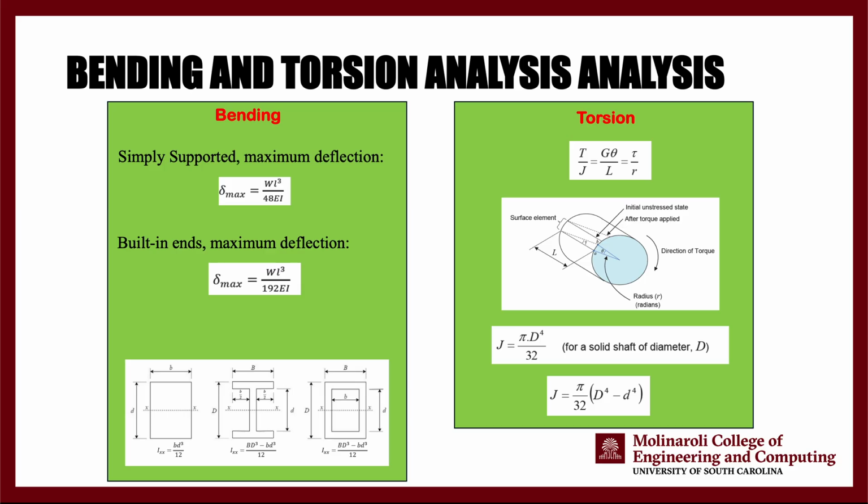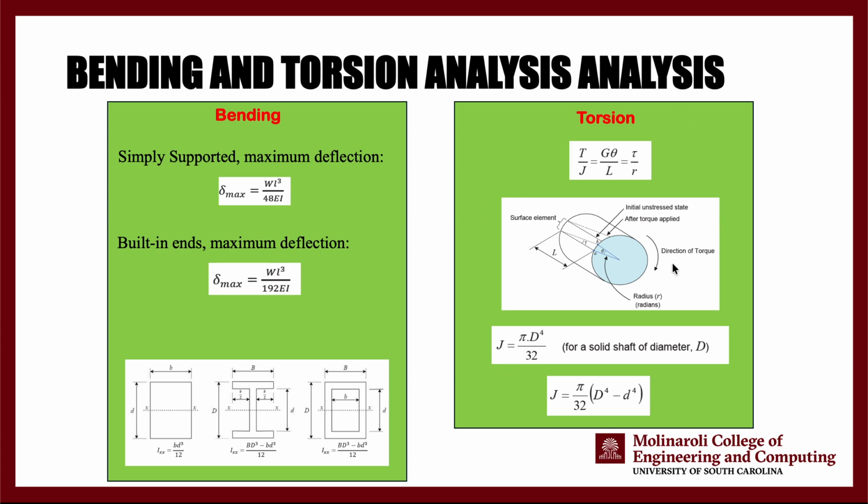For the built-in supports, the maximum deflection is a little bit different. The equation is essentially very similar to the previous equation, but the value in the denominator is going to be 192. This tells us that for the built-in end beams scenario, we are going to see a smaller maximum deflection. So the idea is you put this beam in, apply some loads, change the support, apply the same loads, and during all of this you have to measure the deflection of the beam.